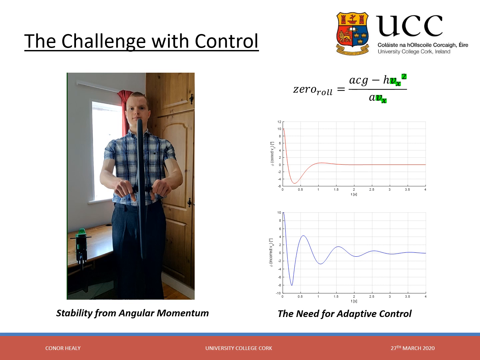Another challenge with this control problem was that the zero of the roll transfer function is dependent on the velocity of the motorcycle. The result is that if the motorcycle roll controller is tuned for a certain speed and operated at another, there's a lot of oscillation present in the output. Therefore, an adaptive controller that changes the controller parameters as the speed of the bike changes is necessary.